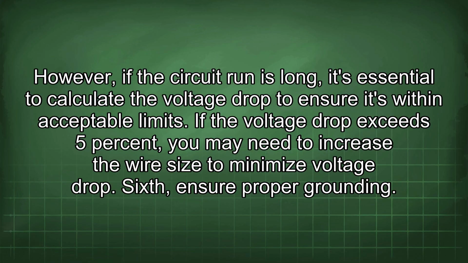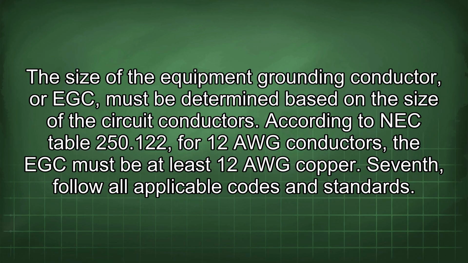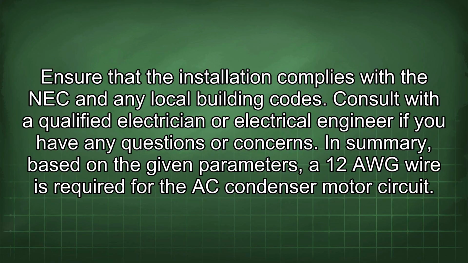Sixth, ensure proper grounding. The size of the equipment grounding conductor, or EGC, must be determined based on the size of the circuit conductors. According to NEC Table 250.122, for 12 AWG conductors, the EGC must be at least 12 AWG copper. Seventh, follow all applicable codes and standards. Ensure that the installation complies with the NEC and any local building codes. Consult with a qualified electrician or electrical engineer if you have any questions or concerns.